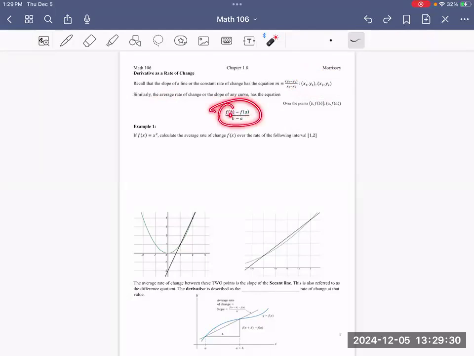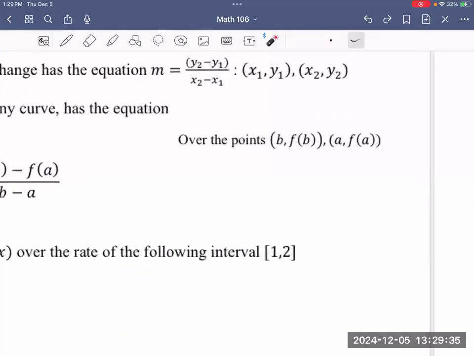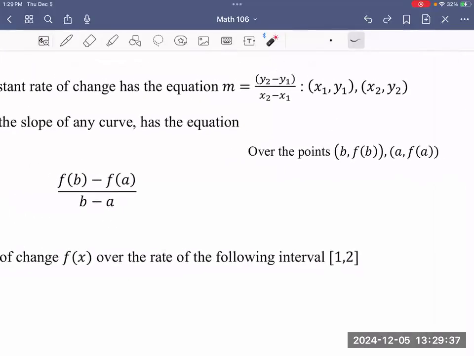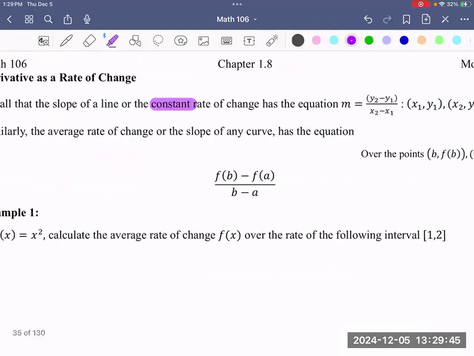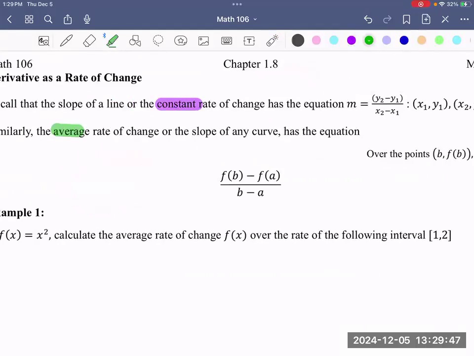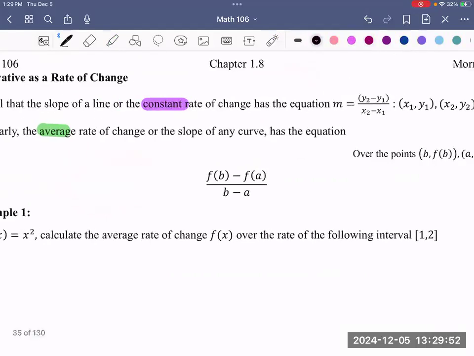Now, these values here, a and b, are still given by the points here. So notice how similar these are, right? These two equations are very similar. They've just wanted to distinguish the difference between a constant and an average. A constant rate of change is not changing. An average is changing.